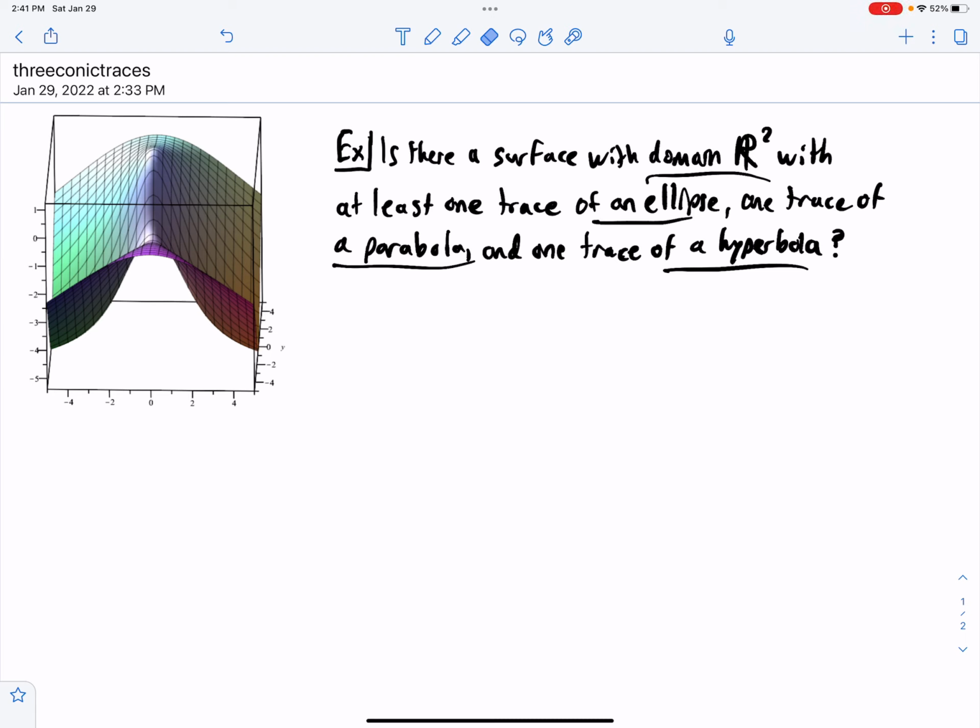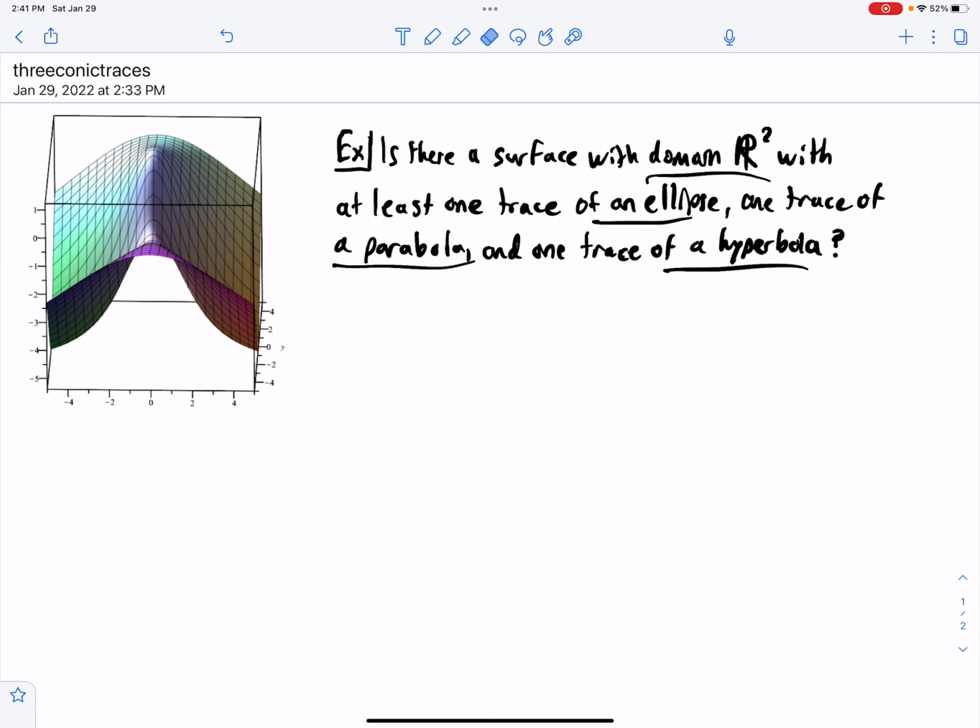Fascinating question that I'd always wondered: is there a surface with domain of R2, where the x and the y can be any real numbers without restriction, that produces at least one trace of an ellipse, one trace of a parabola, and one trace of a hyperbola?